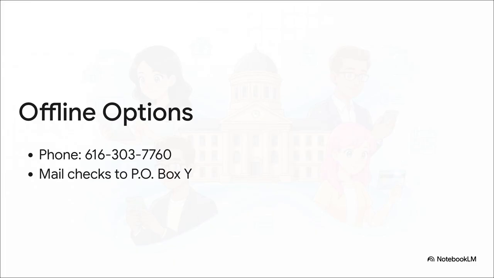Of course, technology sometimes has downtime, or maybe you just prefer offline methods. Don't worry, there are always official backups. You can use the interactive voice response phone system by calling 616-303-7760, which supports both English and Spanish. Just note that phone payments are credit and debit only, meaning that 2.98% fee still applies. Alternatively, you can always mail a paper check or money order. Just make sure your parcel ID is written on the memo line and send it to P.O. Box Y in Grand Rapids.